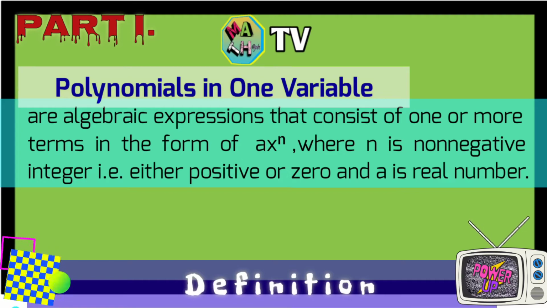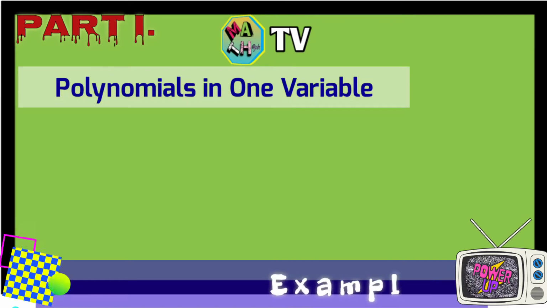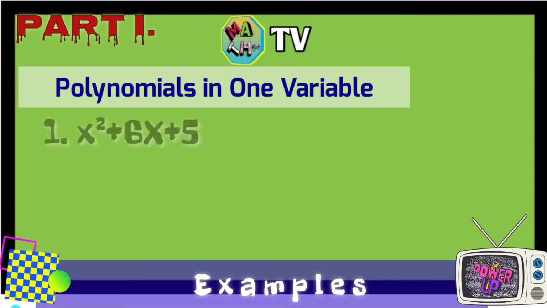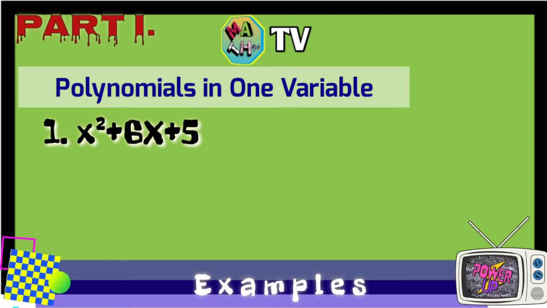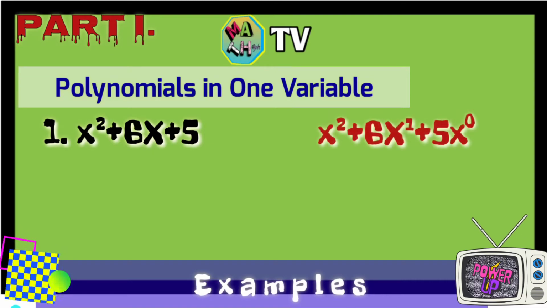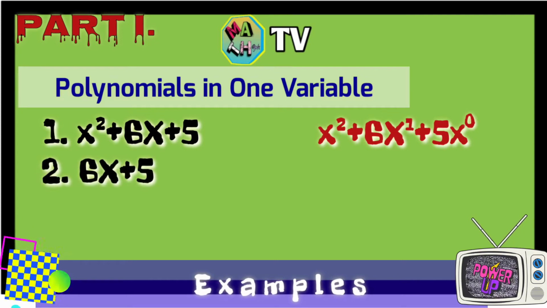Here are some examples of polynomial. Number 1, x squared plus 6x plus 5. So this is a polynomial because all the exponents here of each term are all non-negative integers. 6x plus 5 is also a polynomial.